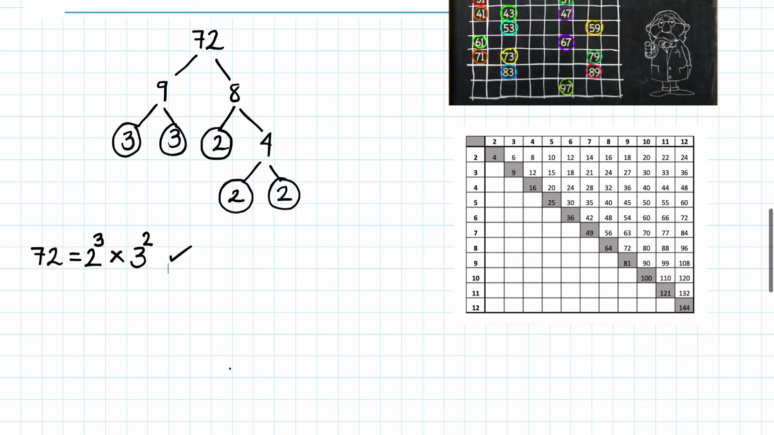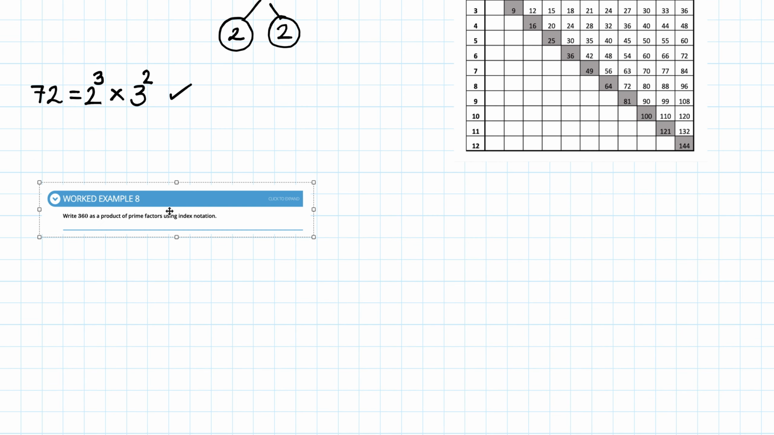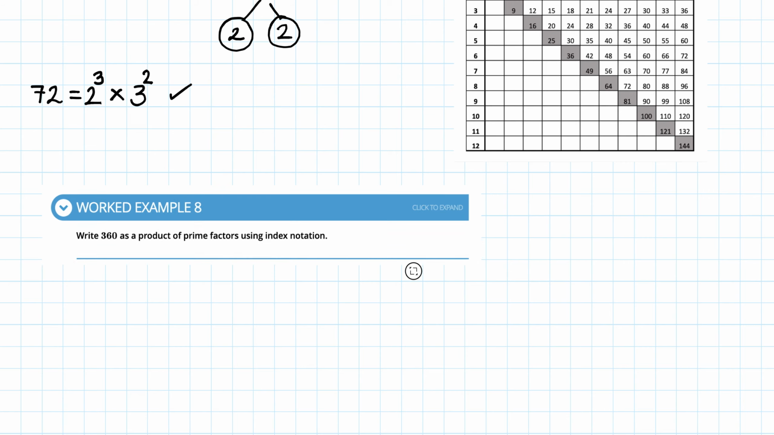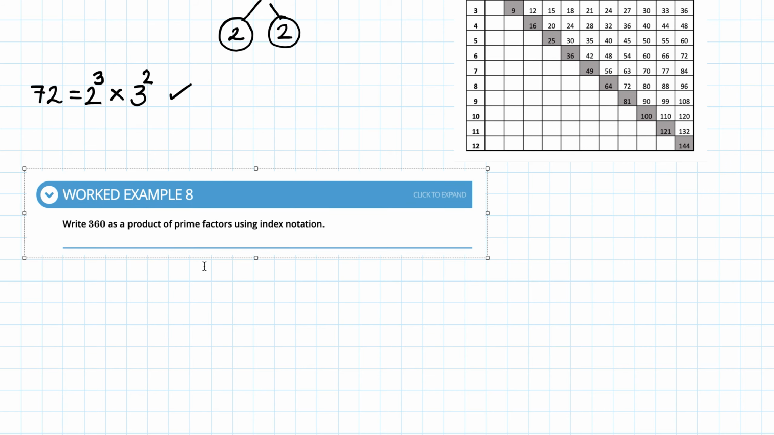I have it down here, I'm going to bring it up. I'm going to write here. It says, write 360 as a product of its prime factors using index notation. So exactly the same as this one, but they're asking us to do it with 360, a much bigger number.